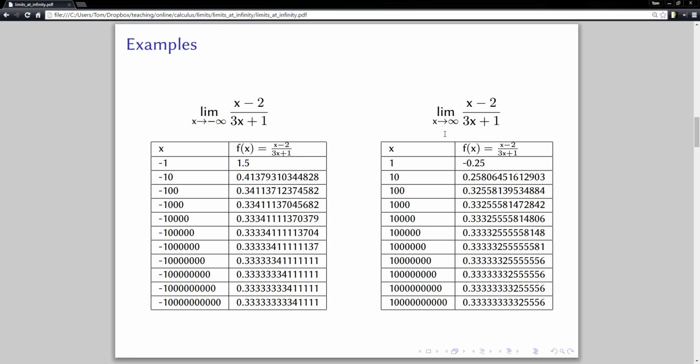Over on this side, on the right side, we have x values getting larger and larger, so the x values are going to infinity. And here in the right column are the corresponding y values for those x values. And we see a similar behavior to what we had before. Those y values are getting closer and closer to 1/3. So the limit as x goes to infinity of this function is also going to be positive 1/3.